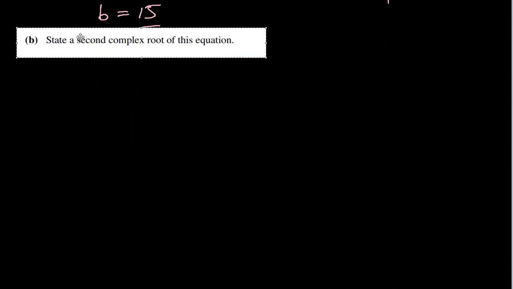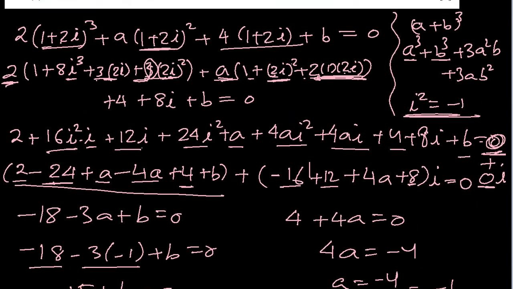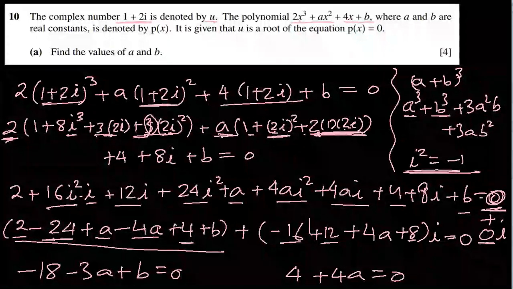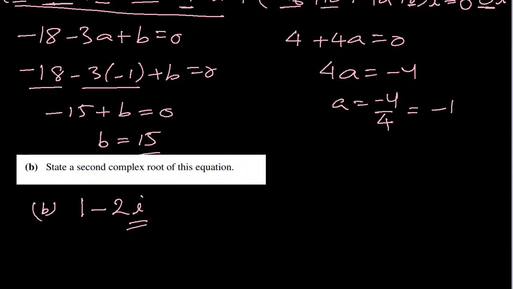State a second complex root of the equation. So that is the easiest one we can have, and this one is worth 1 mark only. 1 plus 2i is one of the roots, so the conjugate of it, 1 minus 2i, will be the second root. That's simple.